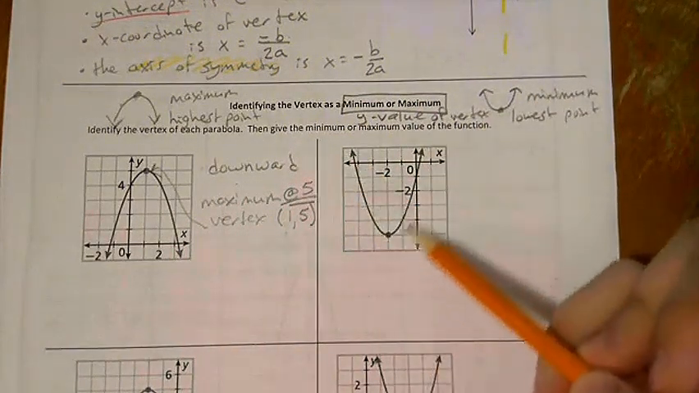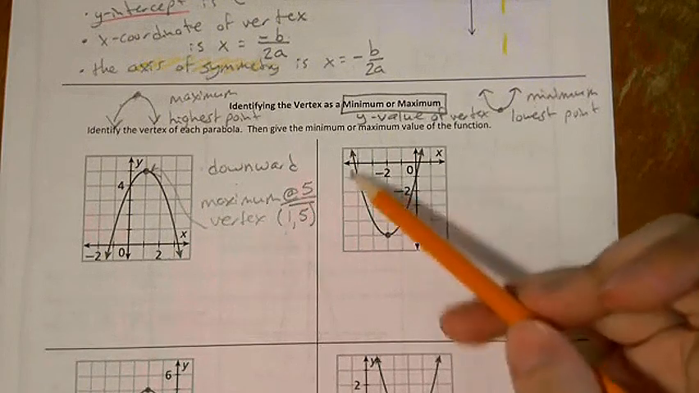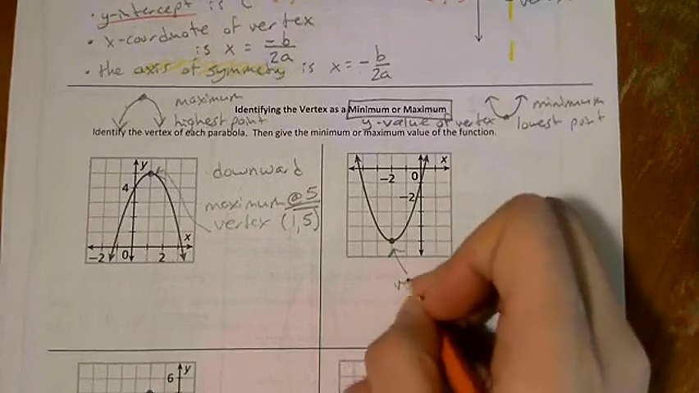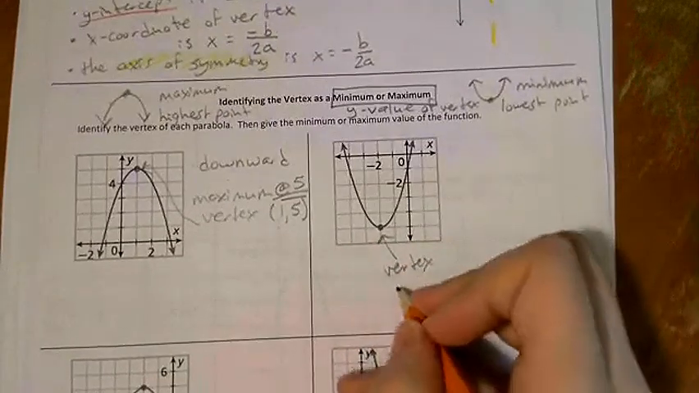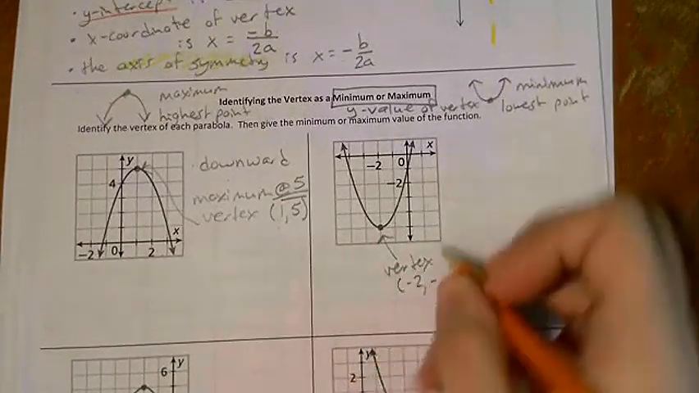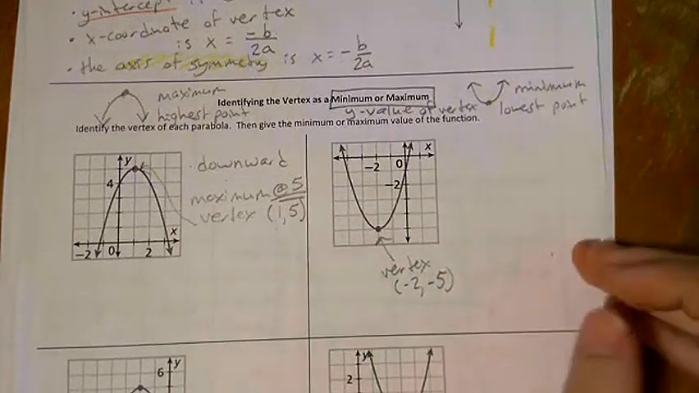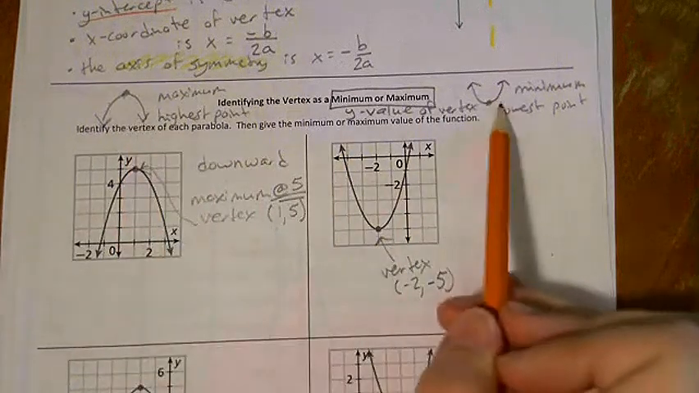So let's take a look at our next one here. Ooh, maybe a pendulum is swinging. Maybe that's what's going on here. We can clearly see our vertex. Again, it's a nice point, easy to read. We know it's at -2, -5. Then we need to determine if it's a high point or a low point.